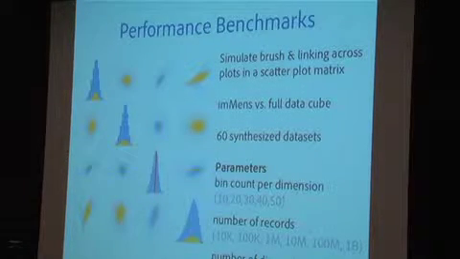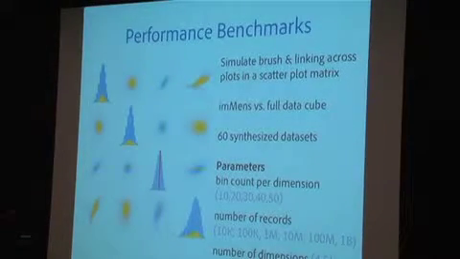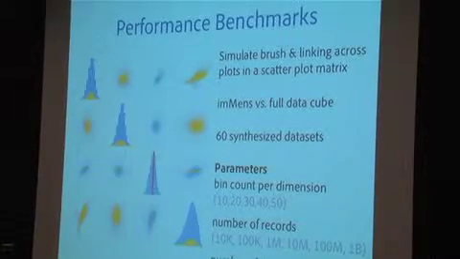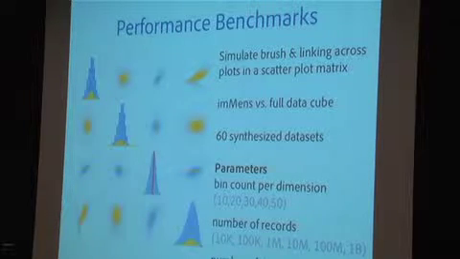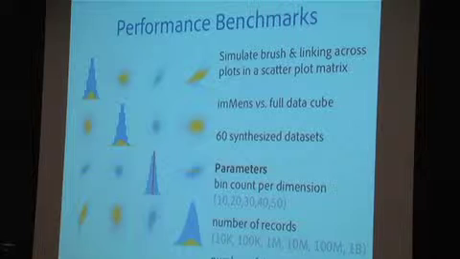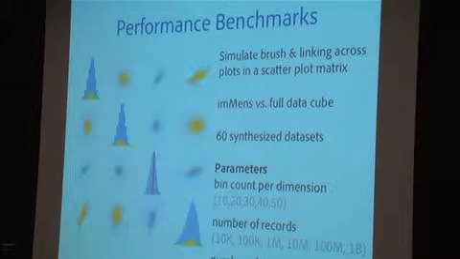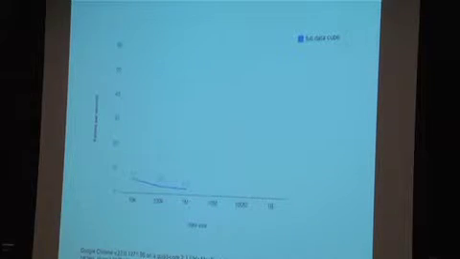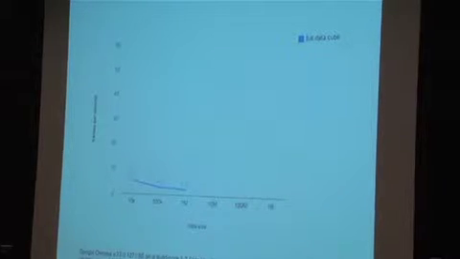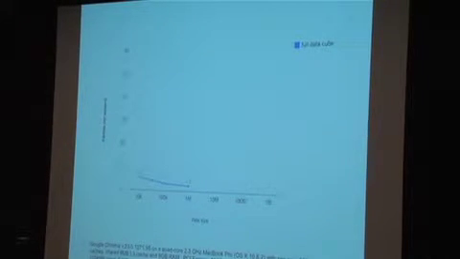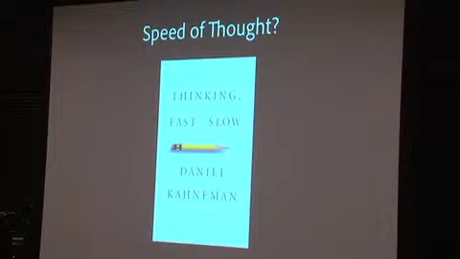So we did some benchmarks on this approach. We simulated brushing and linking across plots in the scatterplot matrix. We compared Immens versus the full data cube in-memory approach. We generated about 60 synthesized data sets by varying 3 parameters: the bin count per dimension, the number of records, and the number of dimensions. So here's the result for the full data cube. The vertical axis is the frames per second, and the horizontal axis is the data size. We tested from 10K data points to 1 billion data points.